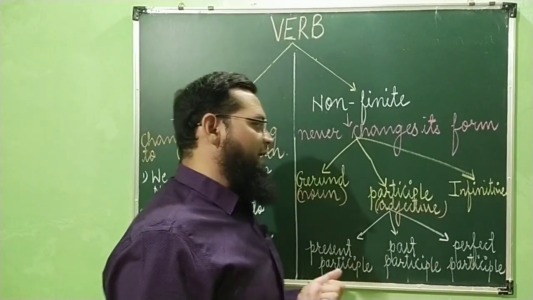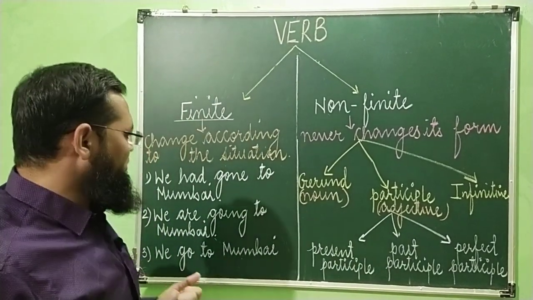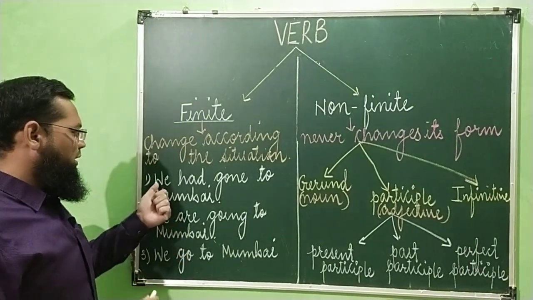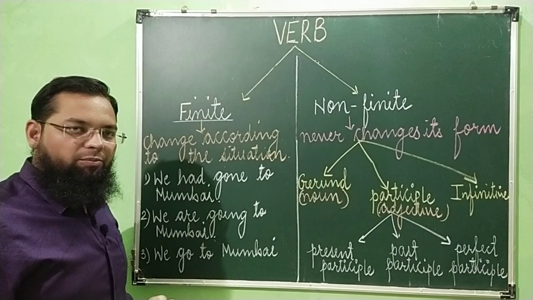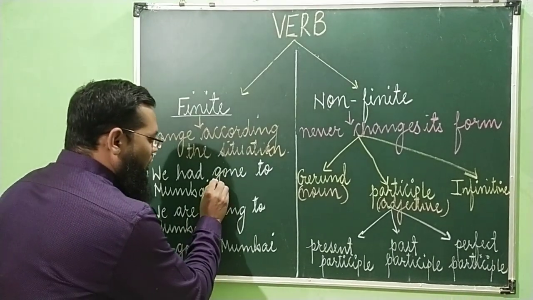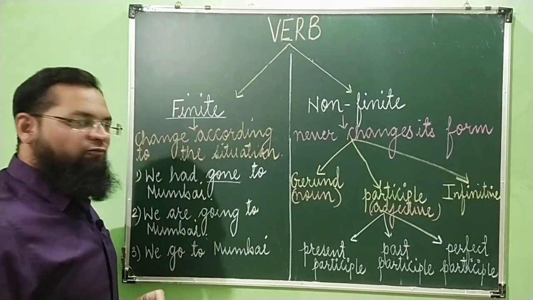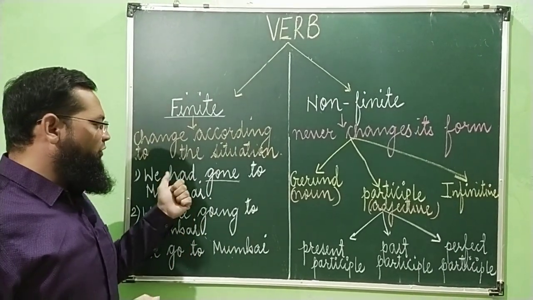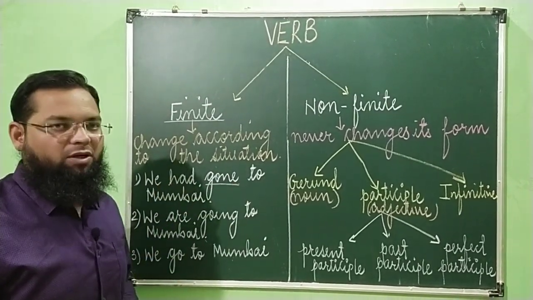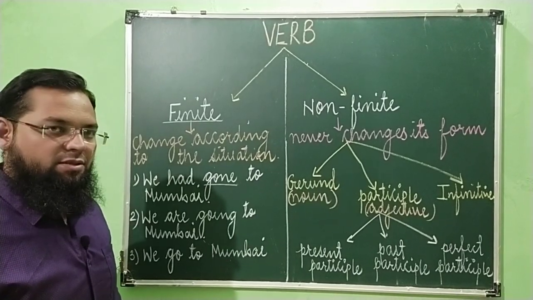Now here are a few examples of the finite verbs. See here in the first example, we had gone to Mumbai. Now what is the verb here? Gone. Gone is a verb. And which form of the verb is it? It is the third form of the verb. We had gone to Mumbai. It is past perfect tense.